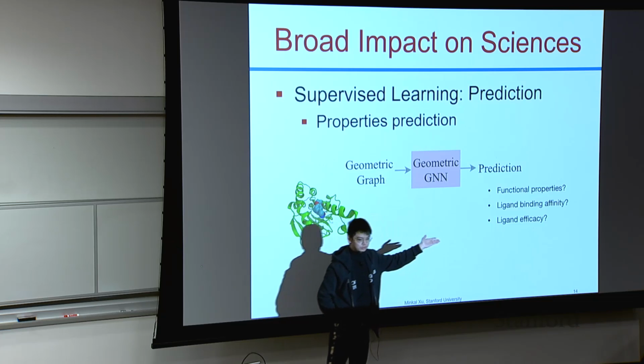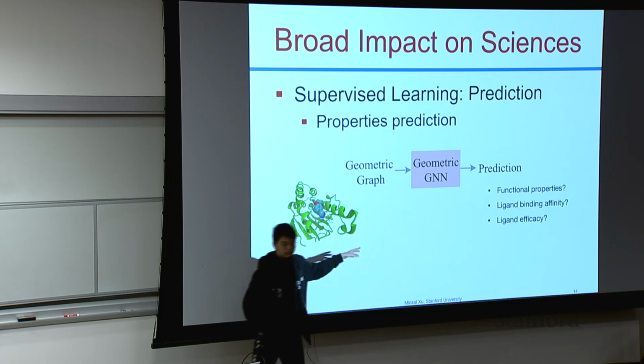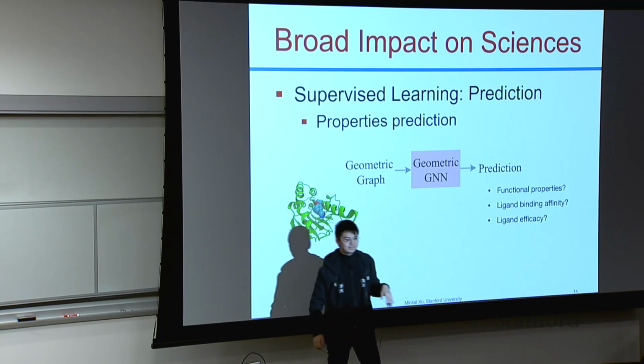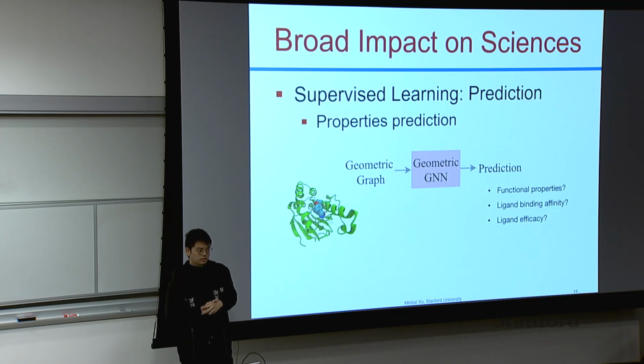Either some functional property of this protein or binding affinity of this protein. So a brief introduction of binding affinity. When we have some disease, I think the majority of our diseases are because there is some protein. Either some functional protein was disabled or there is some virus protein in our body.